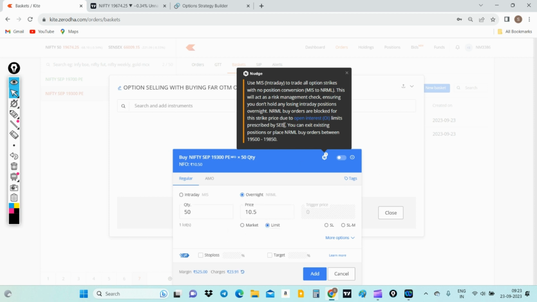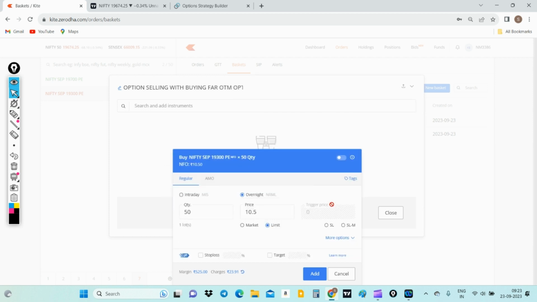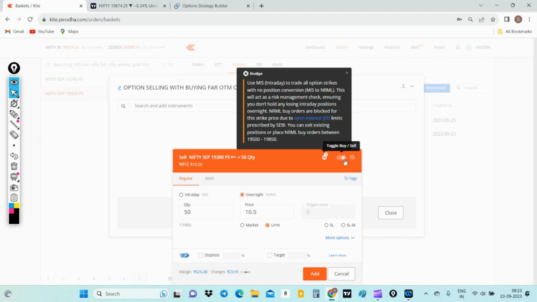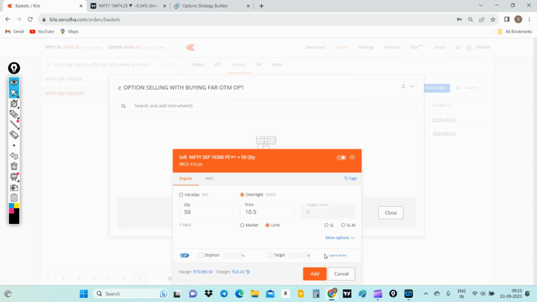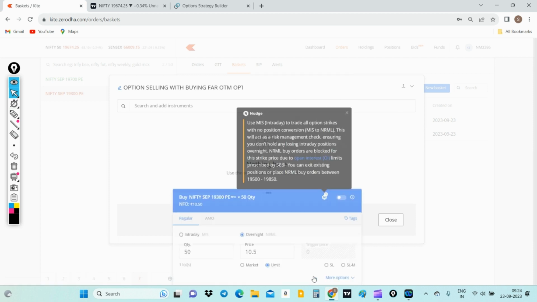This dialog box comes because Zerodha will not allow us to sell beyond a certain range. We have to buy a put option from the 19,500 strike price up to 19,850. If you want to avoid this, you can do it on an intraday basis. But usually, I'm showing you an example of adding it. What I'm doing is I'll buy this and add it to the watch list. The amount required is 5,025.